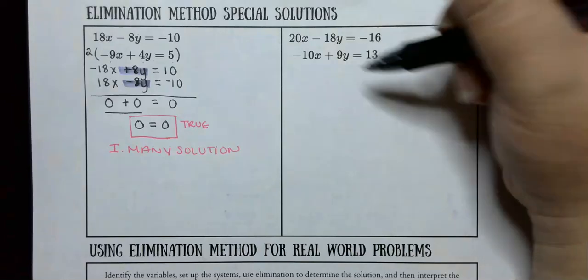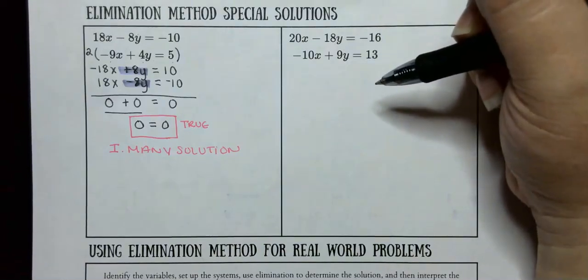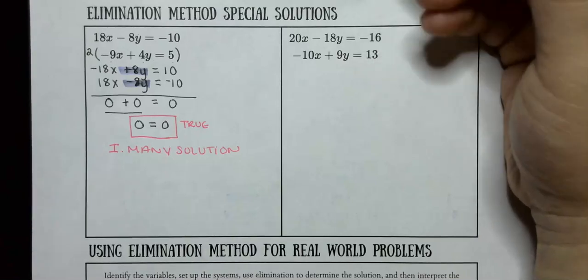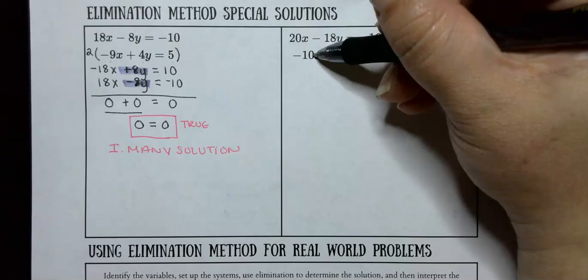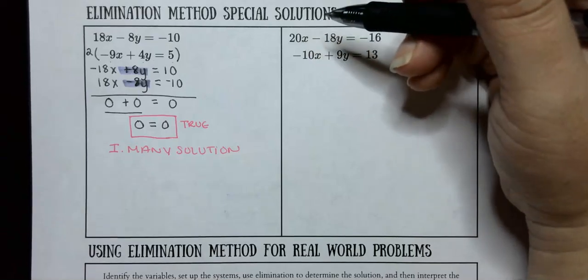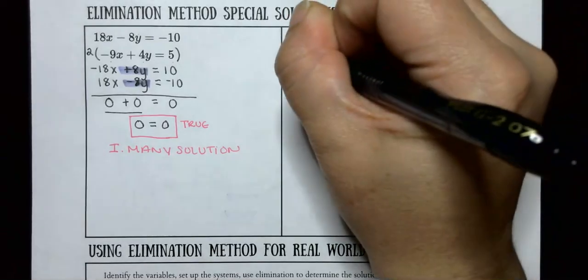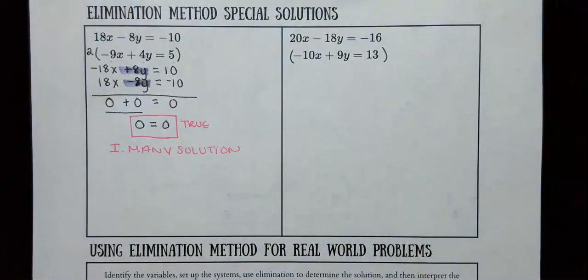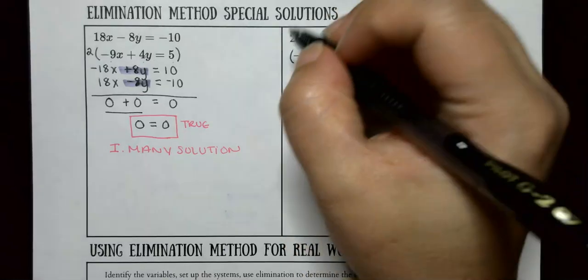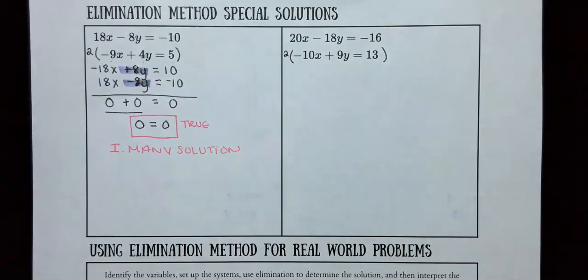18 and 9 are not the same, also opposite signs. So it really doesn't matter which one we choose. We can easily take this 10 and turn it into a 20 by multiplying by 2. Now, for some reason, 2 is very popular, but remember, you can multiply an equation by any number. It just happens that these examples require us to multiply by 2.